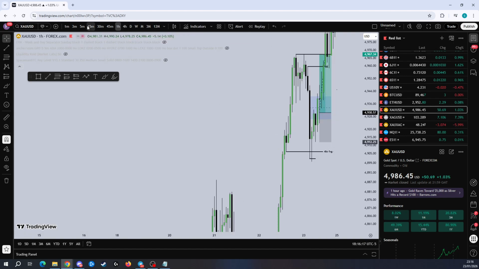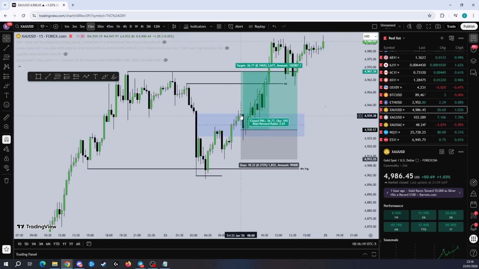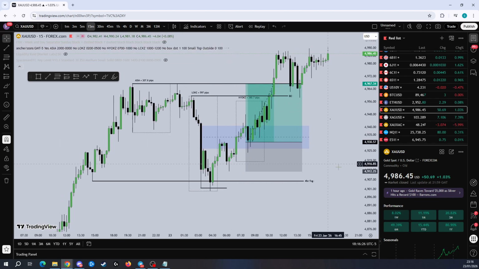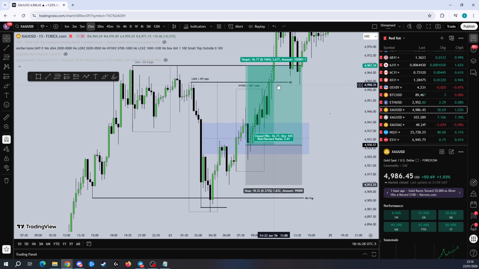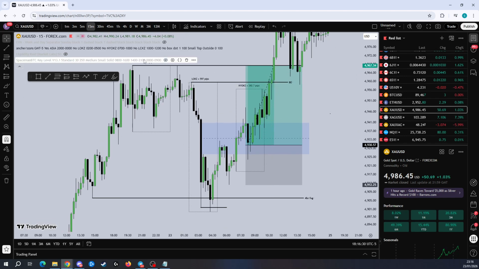So essentially, I went long this fair value gap, and then once price got above the London highs, that was my break-even level, and then I just fully closed my position at the Asia highs, which is all-time highs as well.